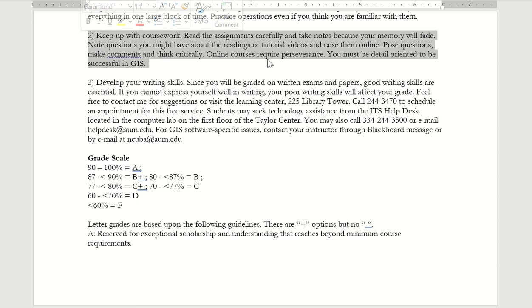Tip 2 is just reiterating, keep up with the coursework, pose questions if you have questions, make comments, think critically. Finally, work to develop your writing skills. So in some of the lab exercises, you're going to have to do some short writing to describe the products you generated, the inputs you used, and the operations performed. But also for the final project, you are going to have to do a little bit more substantial writing in a more organized fashion. So if that's something that comes naturally to you, then great. But if not, just keep it in mind that it's something to continually make progress on and to be aware of.